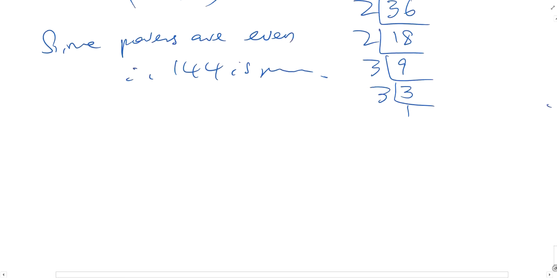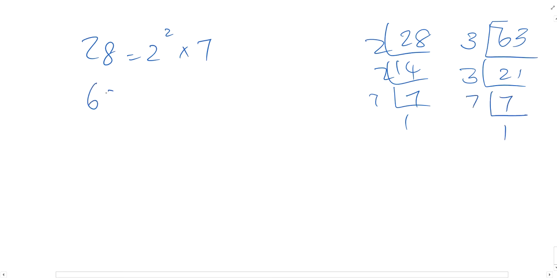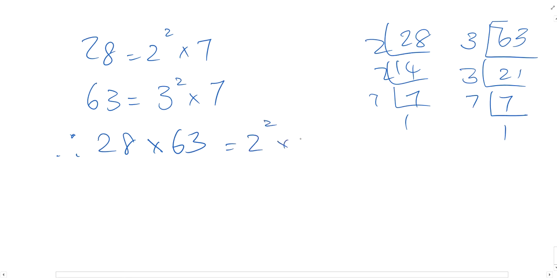You are again expected to put down 28 and 63 in prime factors. So 28, 2, 14, 2, 7, 7, 1. 28 equals 2 squared times 7. Next one, 63. Start off with 3. 21, 3, 7, 7, 1. 63 equals 3 squared times 7. So 28 times 63 equals 2 squared times 3 squared times 7 squared. Since all the powers of the prime factors are even, therefore it is a perfect square.